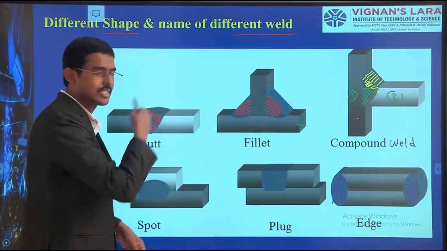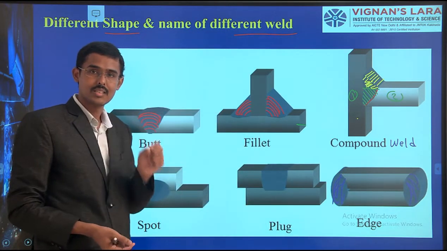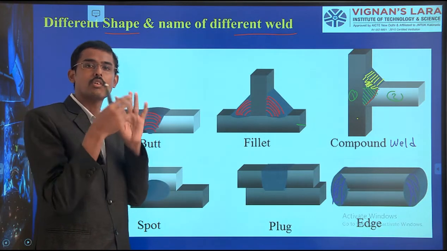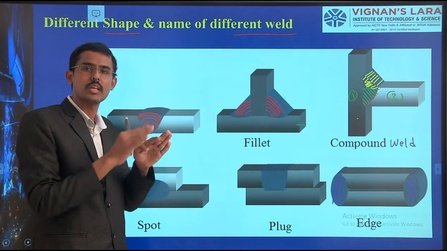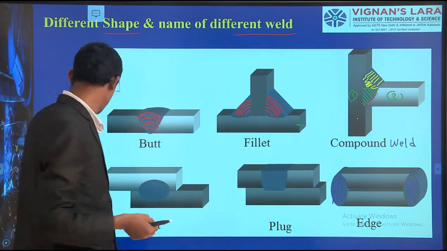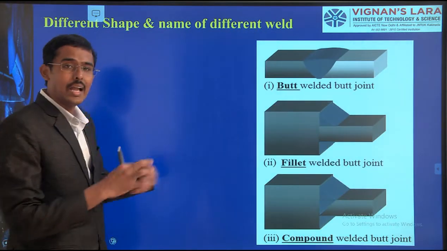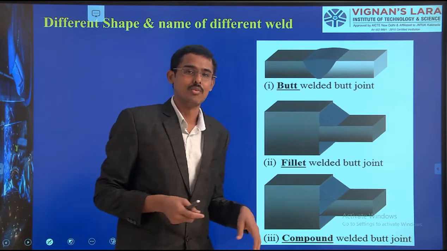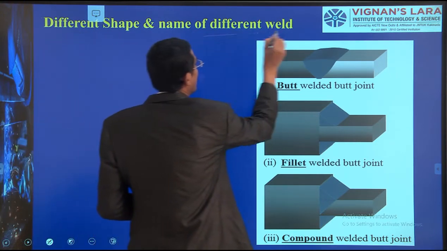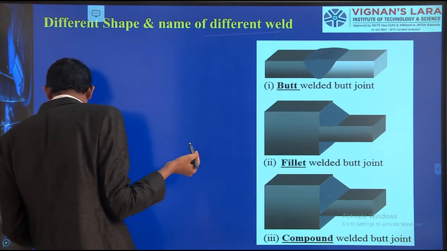So these are the various types of welds. We have talked about the joints, we have talked about edge preparations, we have talked about the weld. These three combinations make the complete design of the welding. We should know this compulsorily. Now, I am putting the various combinations. See, it will be very good. Different shapes and names of the different welds. I am doing some combinations here.